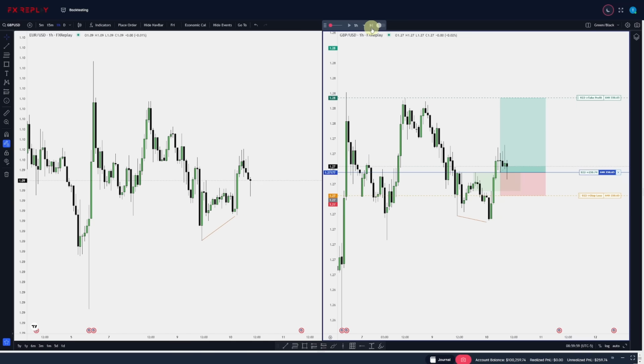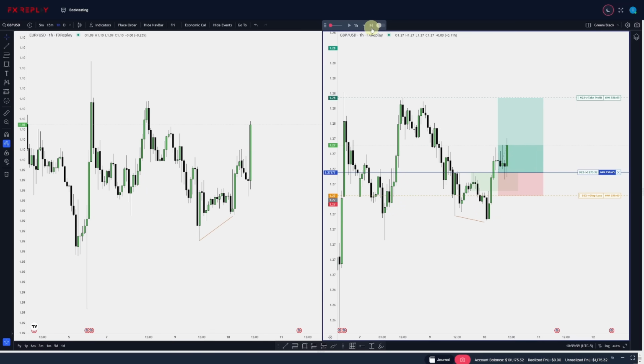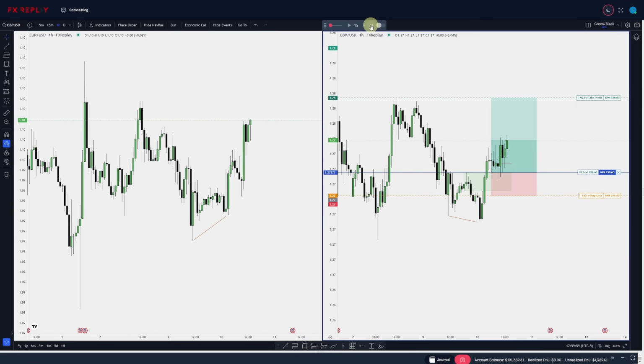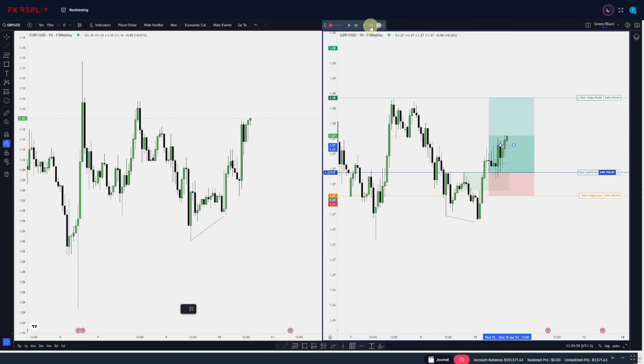We get tagged in here. We get a sweep, now displacement out. Now if this is going to continue higher, I want to see what? Down close candles support price higher. So let's see. Now we have down close candles, close over. Want to see it support it higher.